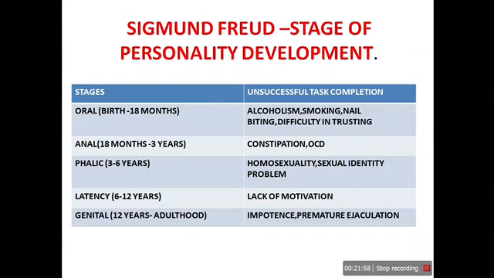The next stage is the latency stage. In this latency stage, the baby or the person learns how to socialize with society. If any problem happens, there will be an inferiority complex or lack of motivation for the person. From 12 years to adulthood is known as the genital stage. In the genital stage, if the person is not getting pleasure from the genital area, later the person will have impotence, premature ejaculation, etc.